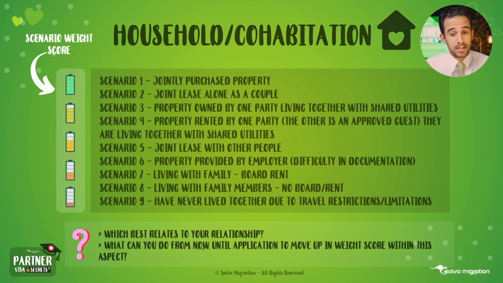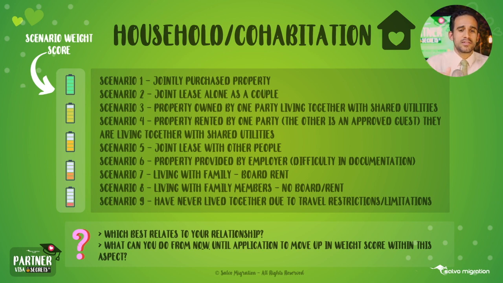Property rented by one party and the other is an approved guest. So this isn't the Australian sponsor owning the place. It's more as in the Australian sponsor having their own place. They're renting their own place, and the migrating partner, maybe because they don't have work rights, they're not able to be put on as a tenant, so they're not jointly responsible for the payment of the rent, but they're acknowledged to be an approved guest. So the real estate agent has acknowledged that that partner is an approved guest and they're living together. They're sharing utilities at that place. So, the electricity bill's under one person's name, the water bill's under the other person's name, but it's not their jointly rented premises, but it is their home.